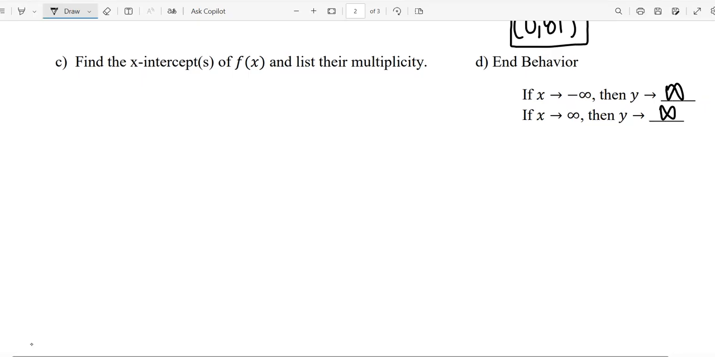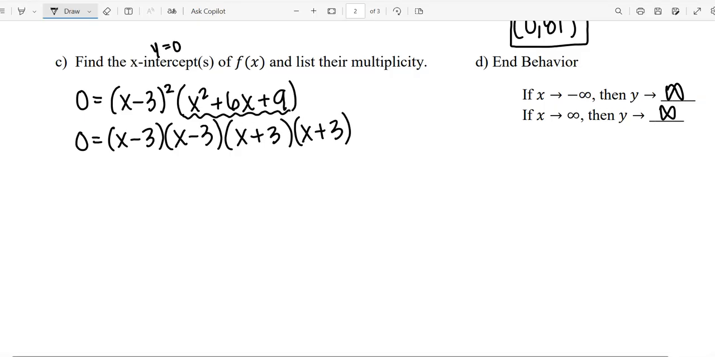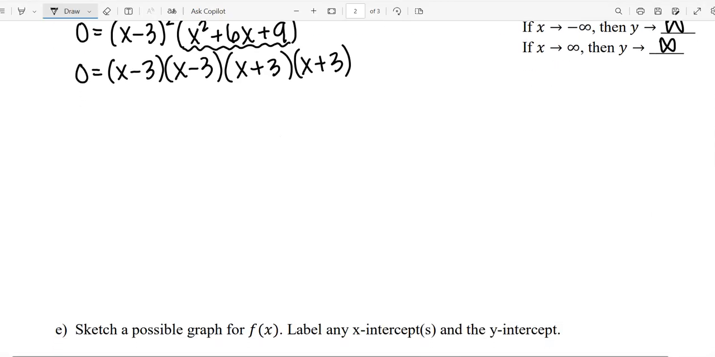X-intercepts, that happens when y equals 0. So we'll start with 0 equals, and then you have x minus 3 squared, and then x squared plus 6x plus 9. How did you solve this? Oh, x minus 3, okay. What do we call that second one? Perfect square trinomial. And it factors into x plus 3 times x plus 3. So this is where you got to do the end 2 thing.